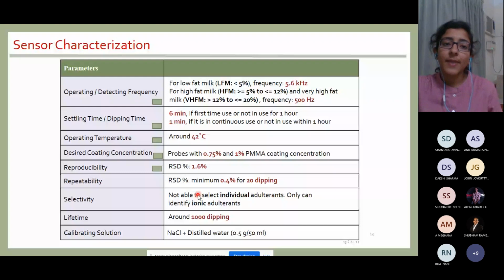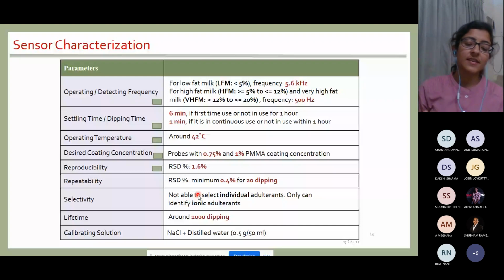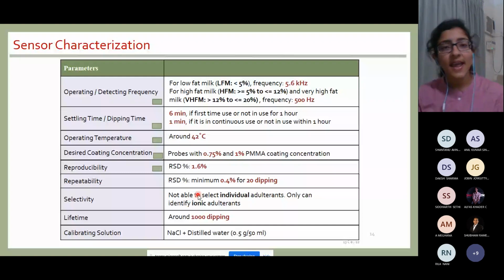So what are the different parameters? For different parameters, you need to do extensive experiments, because you need a larger data set for the data analysis. So here sensor design, sensor characterization, and data analysis all work together to make the instrument give better, accurate and precise results. Some of the parameters I will show today, and how to do this.